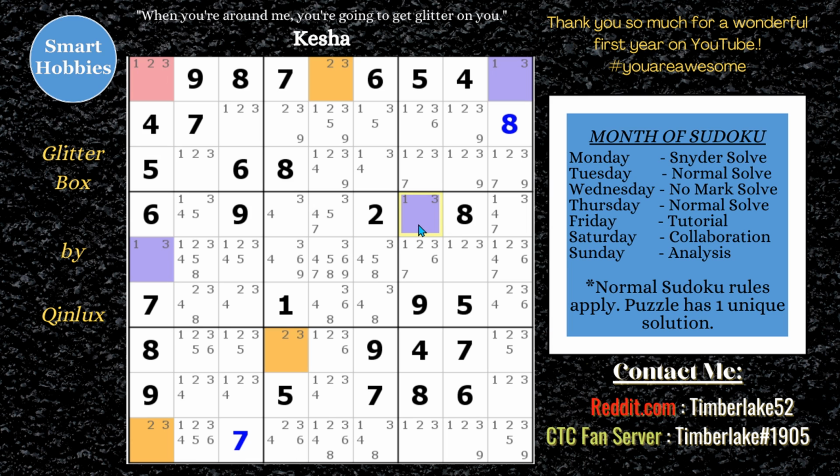Interesting. And then I notice the orange and the orange, if you come across, where can orange be here in row 8? Well, it has to be right there, right? Because that's the only spot it can be.